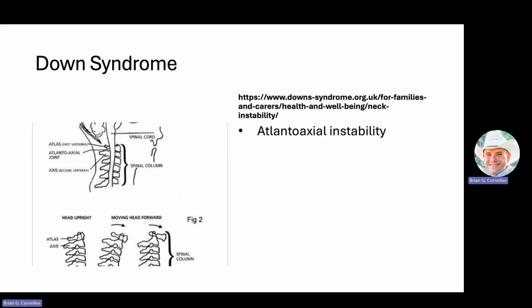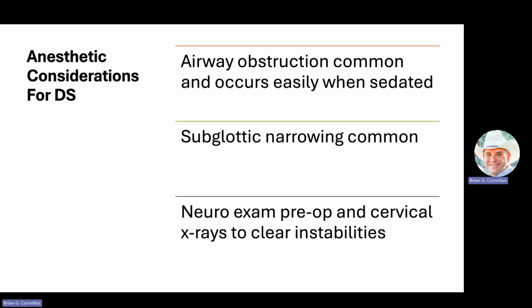This is just an example of what you see with AI instability. So just be very cautious with these patients as far as manipulation of their neck, because it's very easy to put pressure on the spinal cord itself. So things to think about for these patients as far as the anesthetic approach. We talk about being careful with their airways because they are at increased risk of airway obstruction. We also talked about subglottic stenosis. Things to consider: get a good neuro exam on these patients, but also consider getting plain films or going back to find existing CTs, MRIs, what have you, to see what their C-spine looks like.